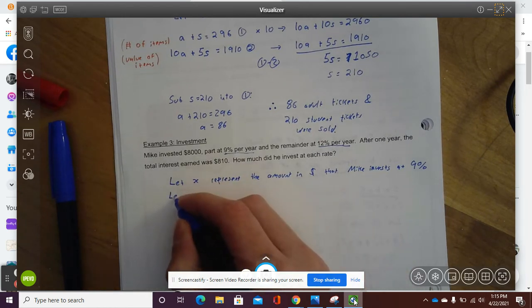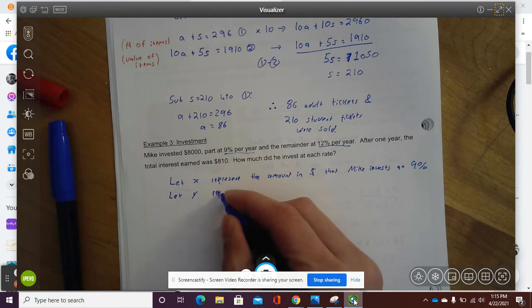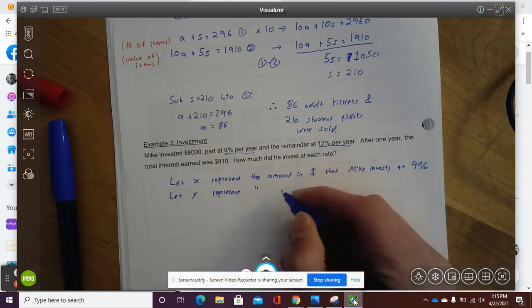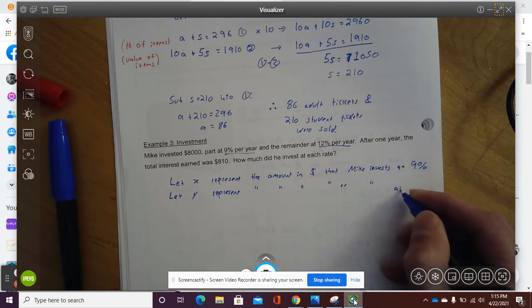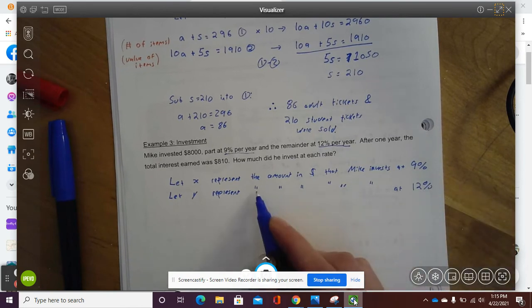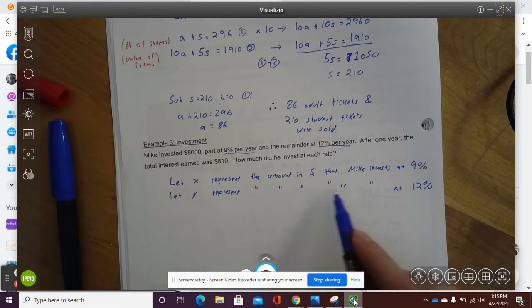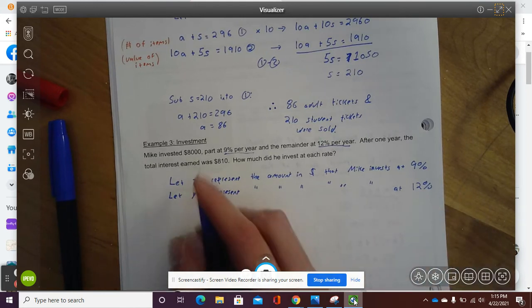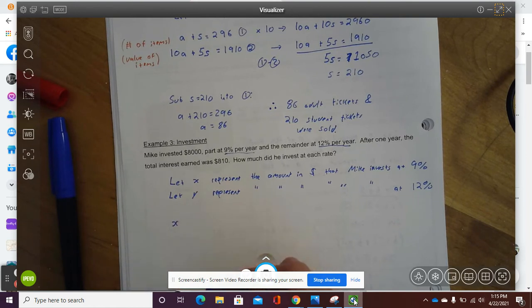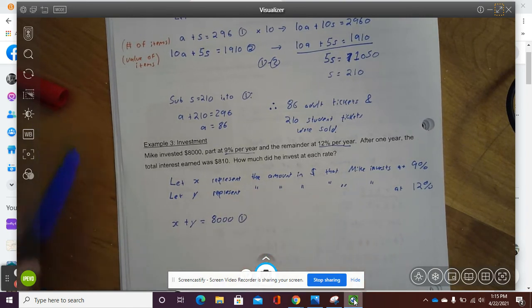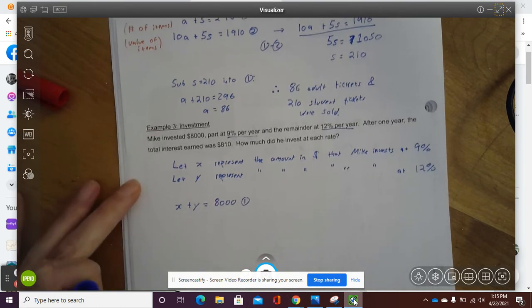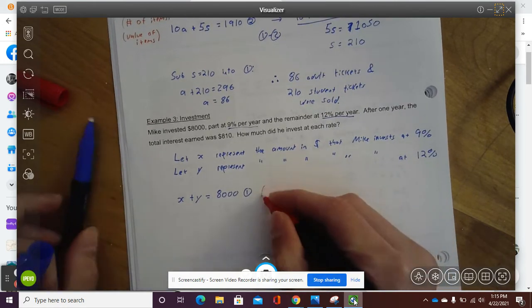And then the rest of his money, let's call that Y. That's going to represent, I'm using ditto marks, I'm writing the same thing. And this is fine if you want to do this as well. Just save yourself some time in writing. These ditto marks mean same as above. So let Y represent the amount in dollars that Mike invests at 12%. So altogether, he's investing $8,000. So whatever he invests in the first account plus whatever he invests in the second account is going to equal a total of 8,000. So that's equation 1. You can think of that as the total invested.